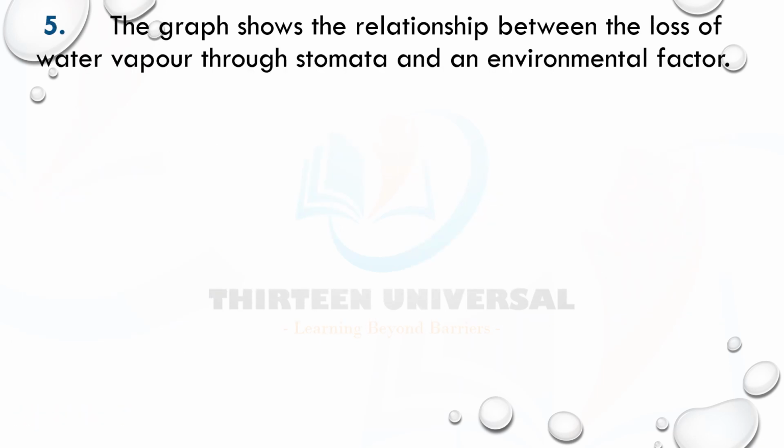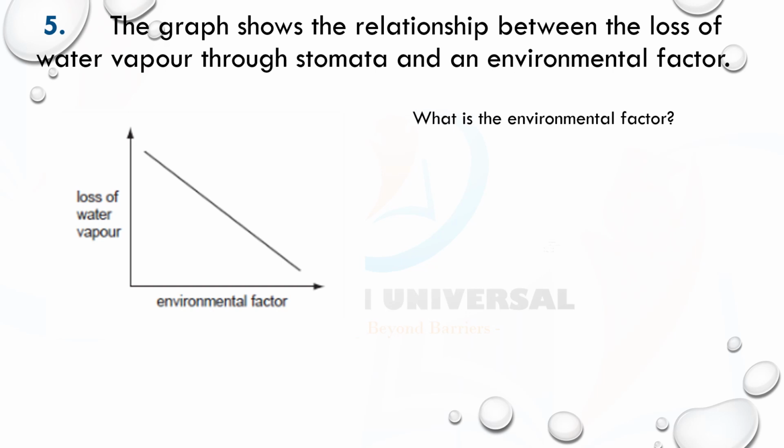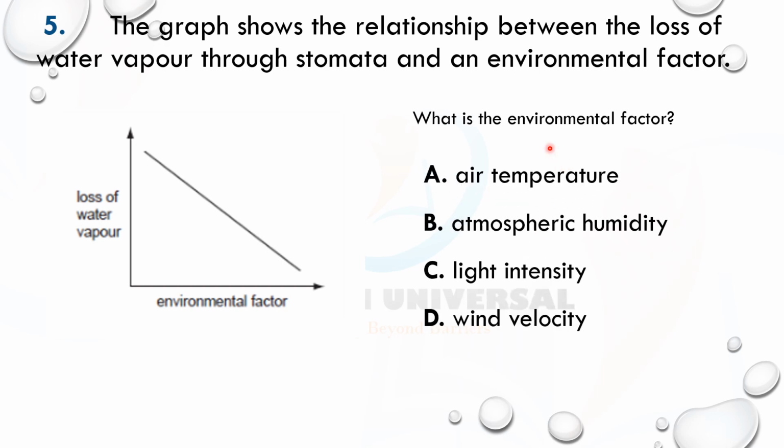C. The graph shows the relationship between the loss of water vapor through stomata and an external environmental factor. Which environmental factor has this relationship? This relationship is a negative relationship. In the first question we spent time on this. We said that temperature is directly proportional to the rate of transpiration, that's the rate of water loss. We said it before. Atmospheric humidity is inversely proportional. That's a negative relationship.